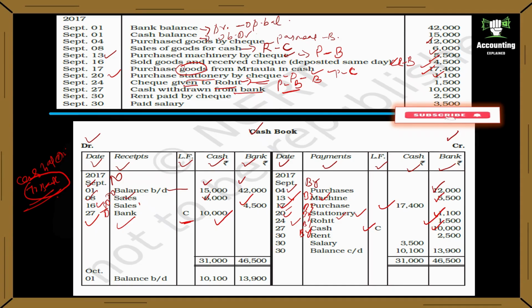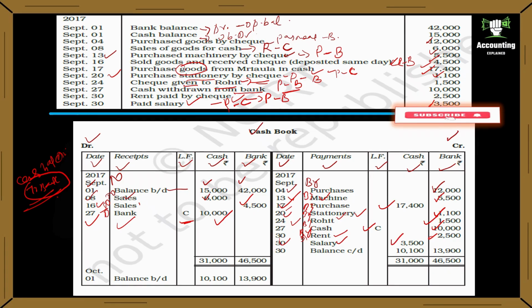Okay, rent paid by check. It should be under the payment side bank column. So by rent 2,500. Next, paid salary 3,500. Again, payment side cash column. They have not mentioned whether it is by check, so we are taking it to the cash column. So on 30th September, by salary under the cash column 3,500 rupees.